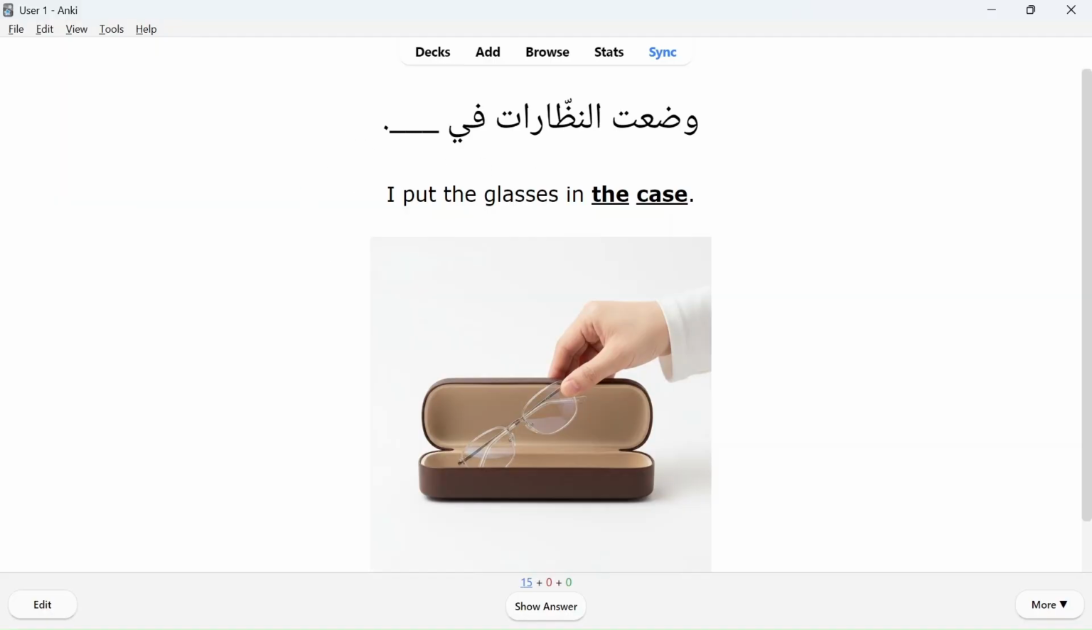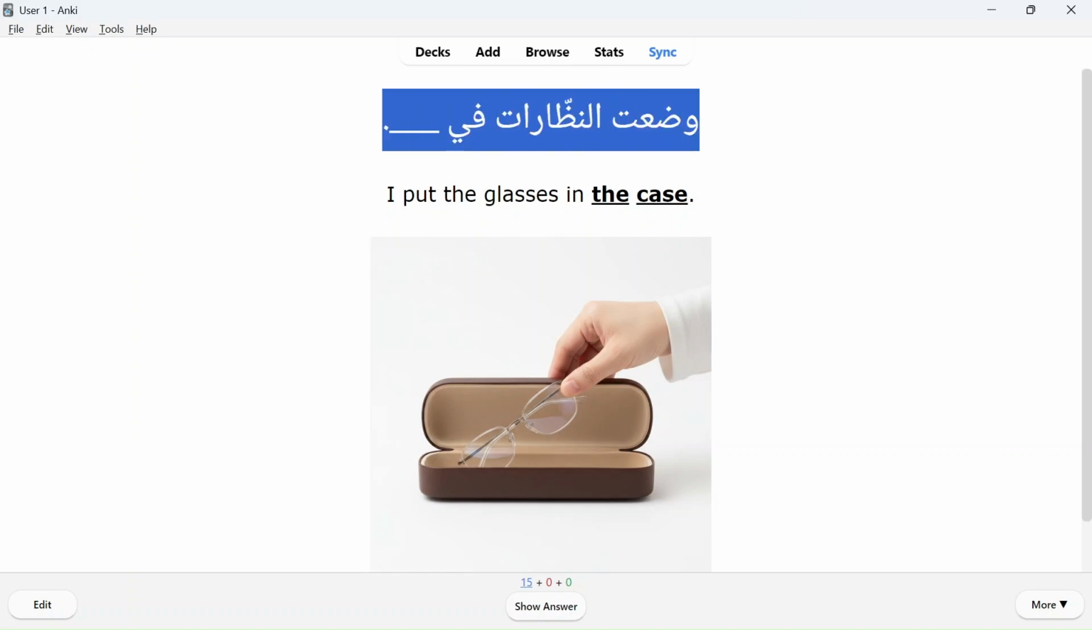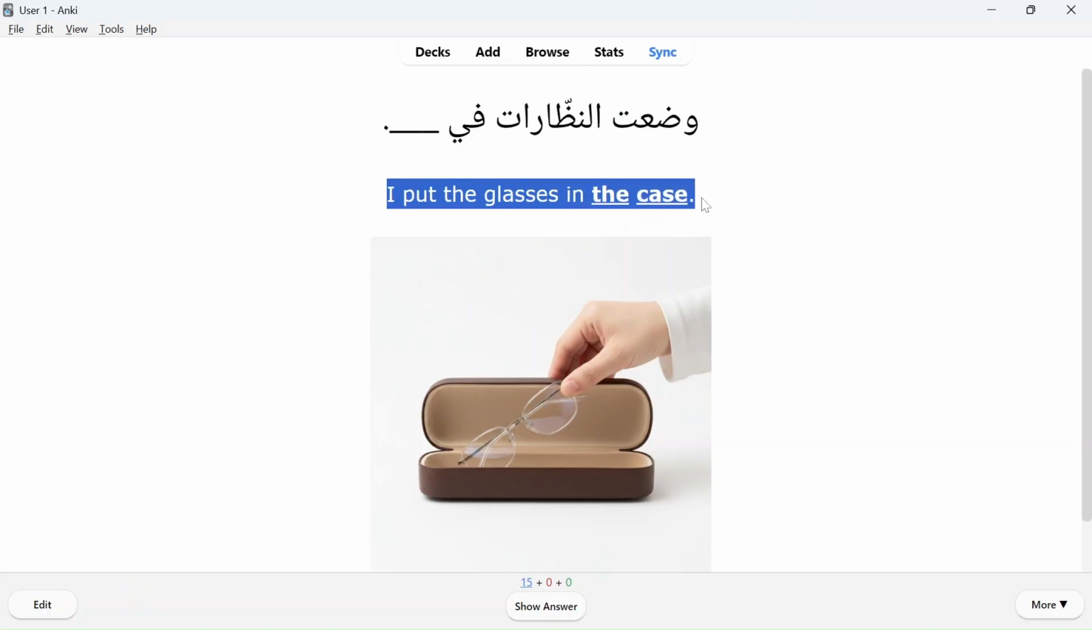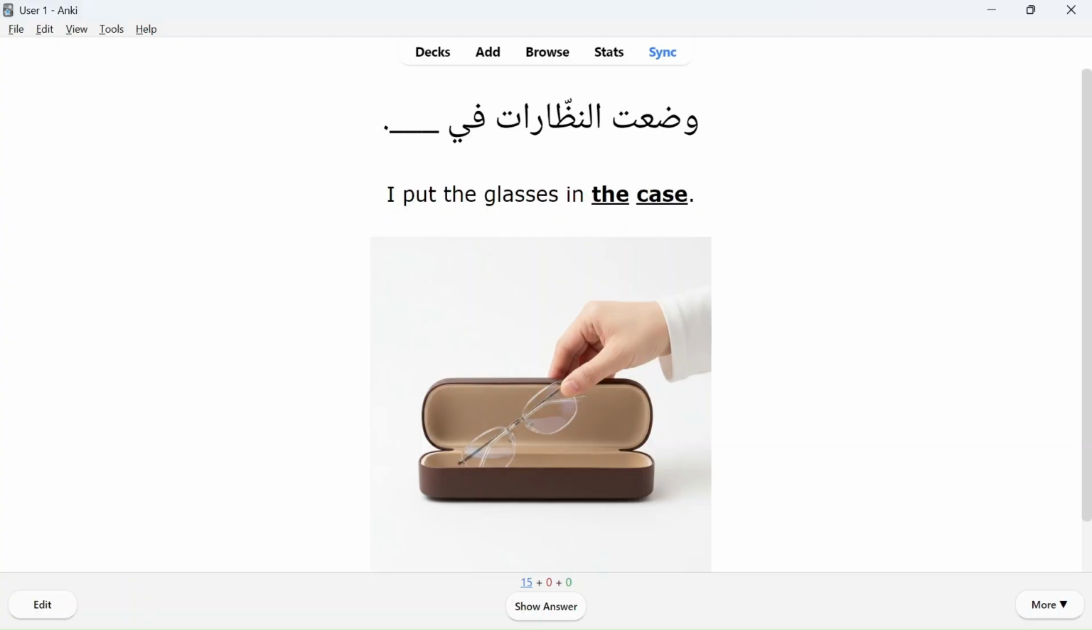And we see that we have the first card type right over here. We have an Arabic sentence. We have a blank area. And underneath that, we have the English translation of the Arabic sentence: I put the glasses in the case. I can see that the case is bolded and underlined. Now, it's your job to figure out what the case is in Arabic. So the Arabic sentence with a blank area, you have to know what goes inside of it. In this case, we have to find the answer for the case in Arabic.